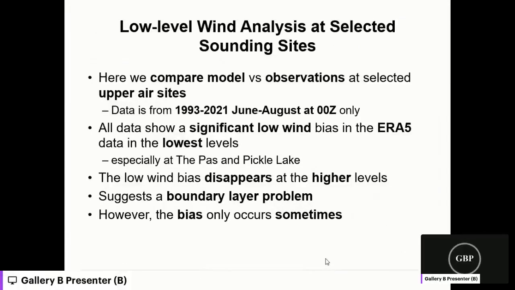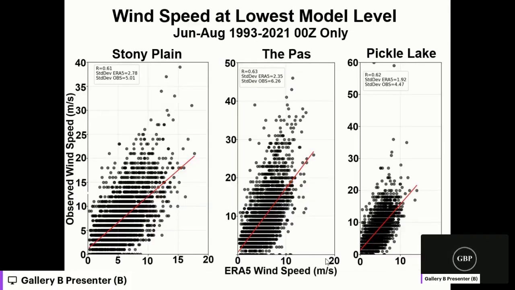So I'm just going to look at some low-level winds here. First we have some model versus observation sites. And when I say model, we're talking about the ERA5 reanalysis data in this case. We compared it from the years 1993 to 2021, at the 0Z sounding at a few sites here. So we've got Pickle Lake, and Stony Plain is another one. And there's a significant low wind bias in the data in the lowest levels. That low wind bias seems to disappear as you get higher. So it suggests there's something going on in the boundary layer. And so we got these charts here.